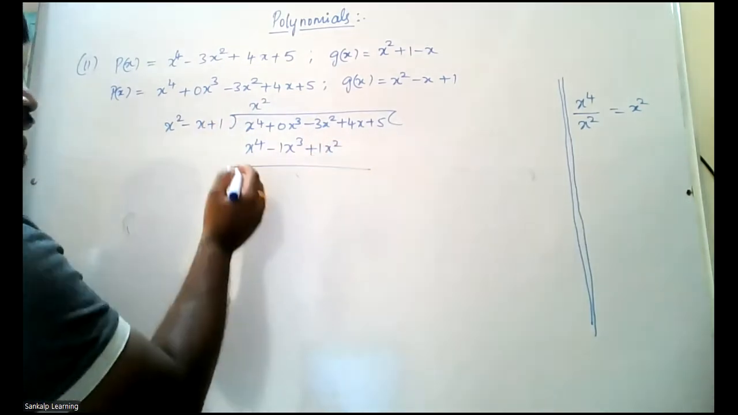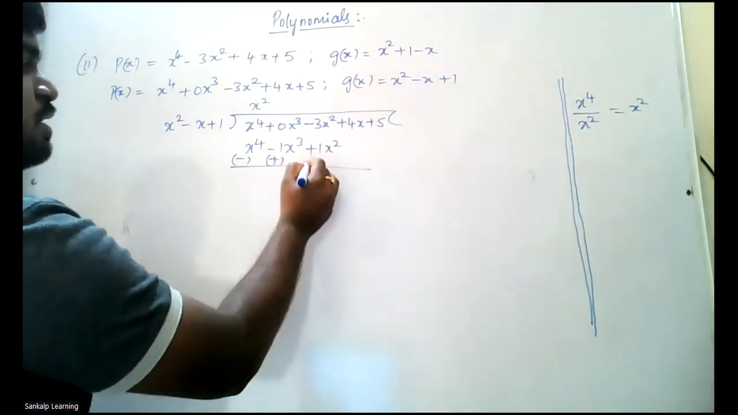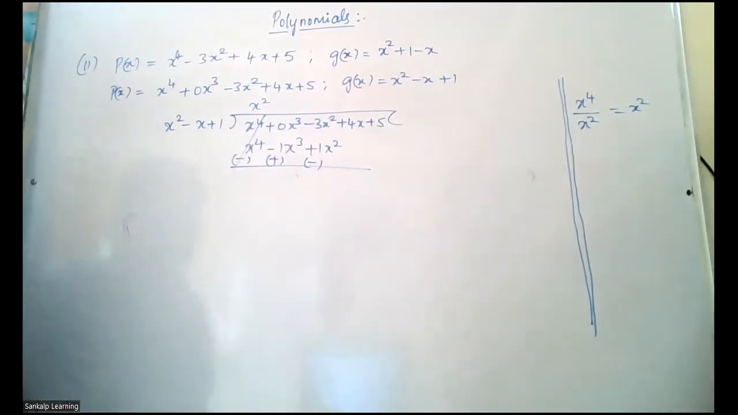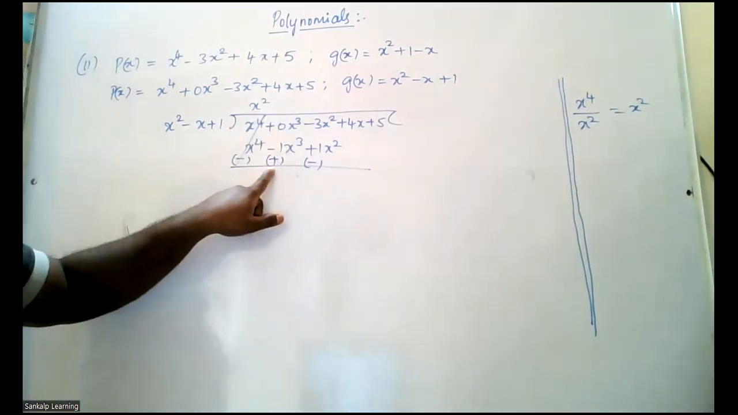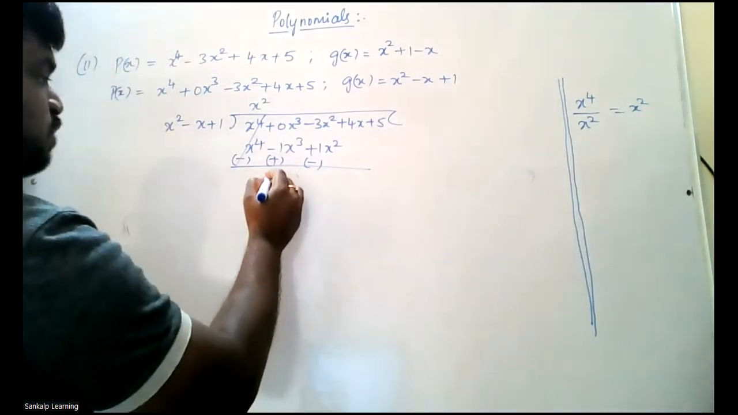Okay, now we have to subtract it, meaning we have to change the sign. Plus will become minus, minus will become plus, plus will become minus. Plus and minus gets cancelled. Here you got 0 plus, plus 0 plus 1. Plus 0 plus 1 gives you plus 1 itself.